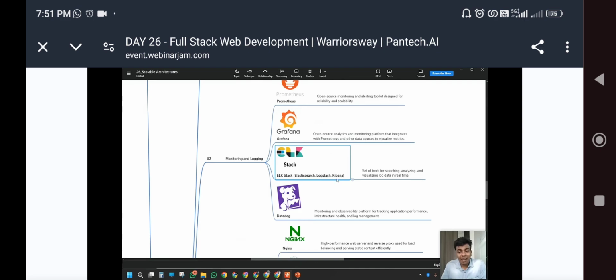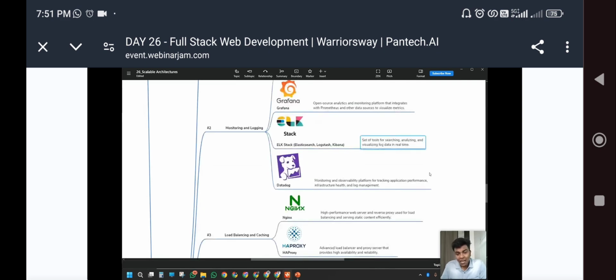ELK is nothing but Elasticsearch, Logstash, and Kibana, a set of tools for searching, analyzing, and visualizing log data in real time. And of course, there is Datadog, a monitoring and observability platform for tracking application performance.